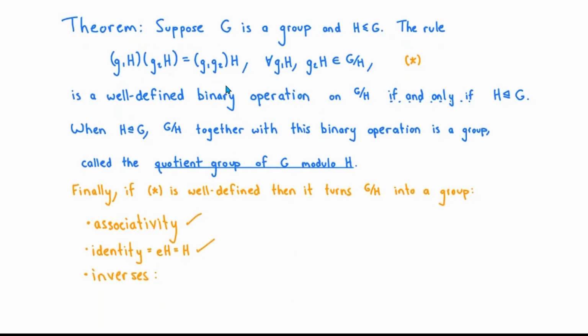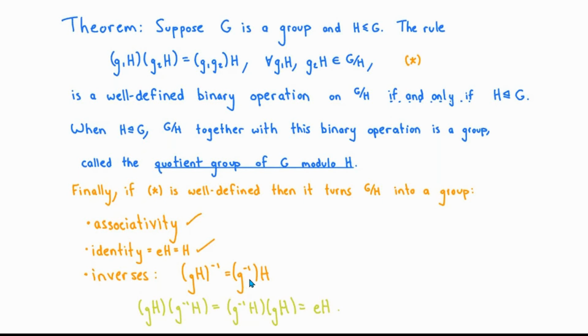Similarly, for existence of inverses, if I have any coset GH and I multiply it by G inverse H, either from the right or from the left, then, because G times G inverse is G inverse times G is the identity in G, the product of these cosets gives me the identity times H, which was the identity element in the quotient space. In other words, the inverse of any coset GH is just the left coset with representative G inverse.